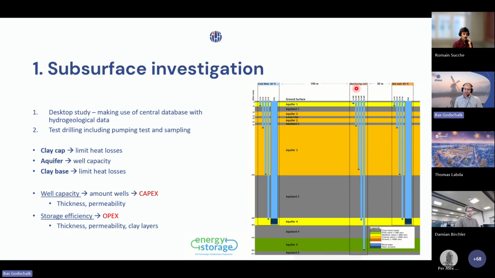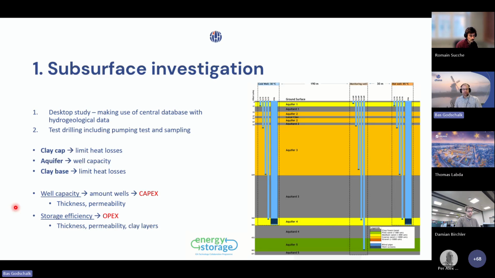Then we started with the test drilling itself. This is the middle one. We drilled to nearly 500 meters and installed a number of meters and screens to do testing and to analyze the properties of the aquifers. And from that, we concluded that the fourth aquifer, the yellow one, is the best one to apply.